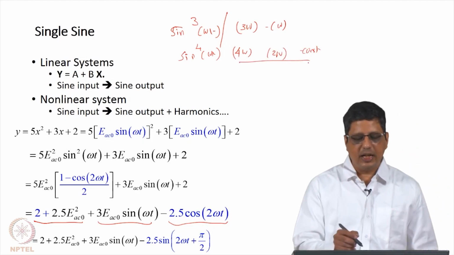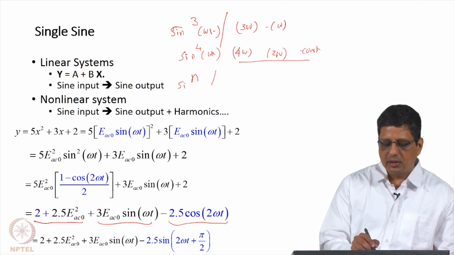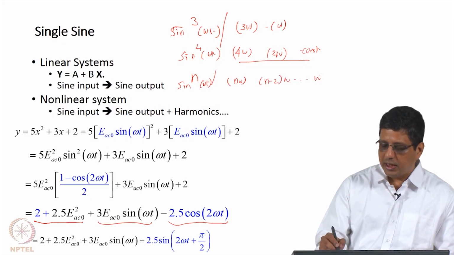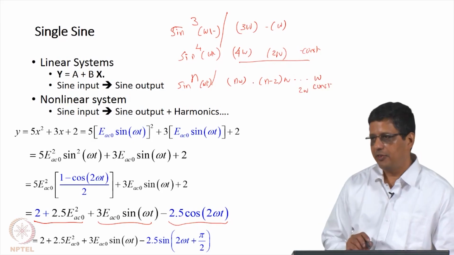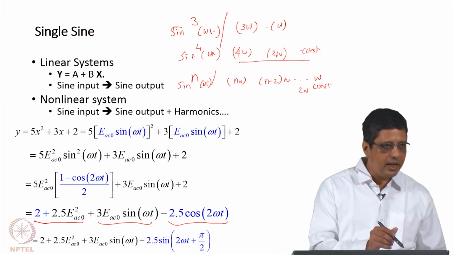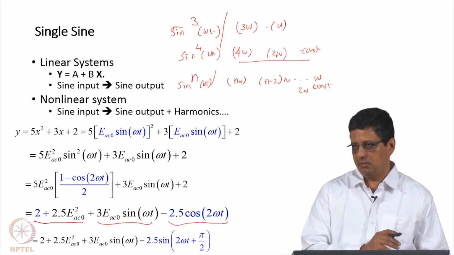So, if I give in general sin power n, I will get n omega, n minus 2 and so on until it ends at omega for odd number of n, it ends at a constant for even number of n. So, when I get higher and higher nonlinear terms, correspondingly I will get higher and higher harmonics.